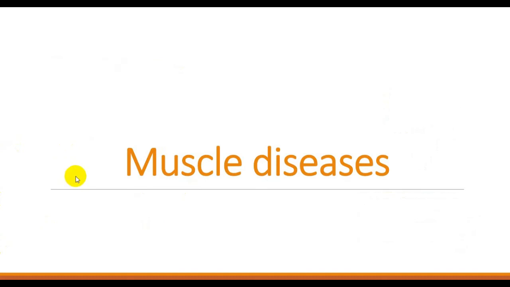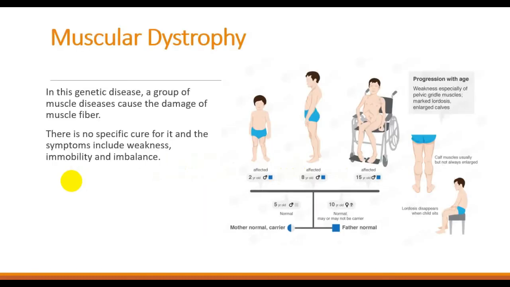So muscles are important. As we said, they support our body, they help us to move, and they have so many functions. So there are some muscle diseases as well. For example, the first one is muscular dystrophy. It's a kind of genetic disease, and in this disease, fibers of muscles get damaged, and the symptoms are weakness, immobility, and imbalance. The patient cannot move well and does not have balance, and there is no specific cure for this disease, as it's genetic.